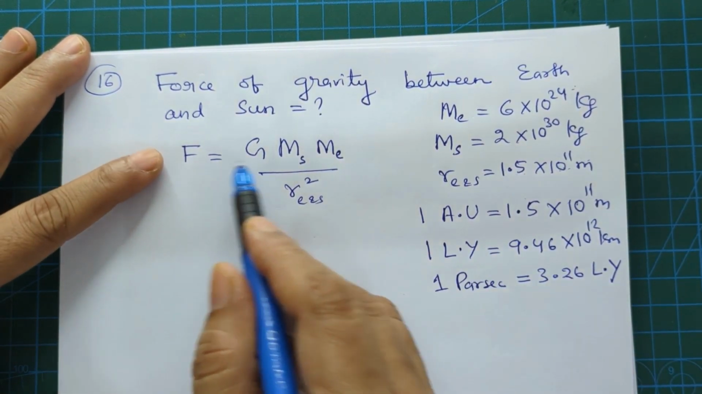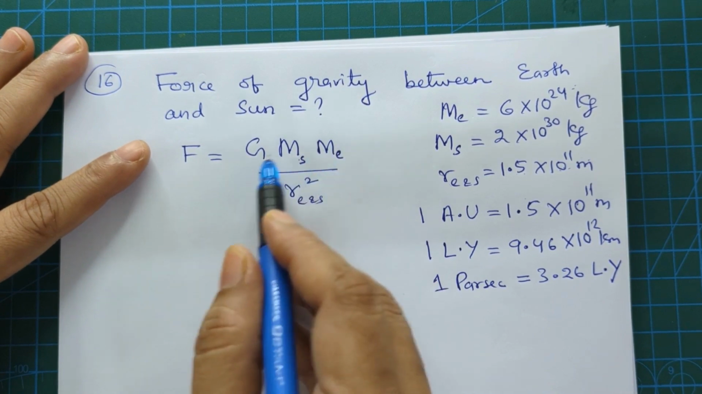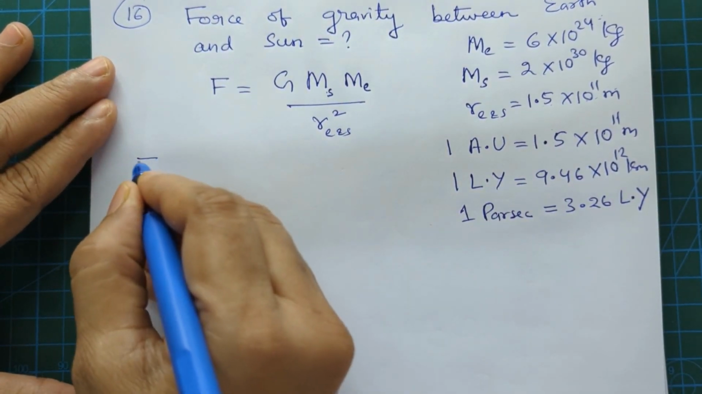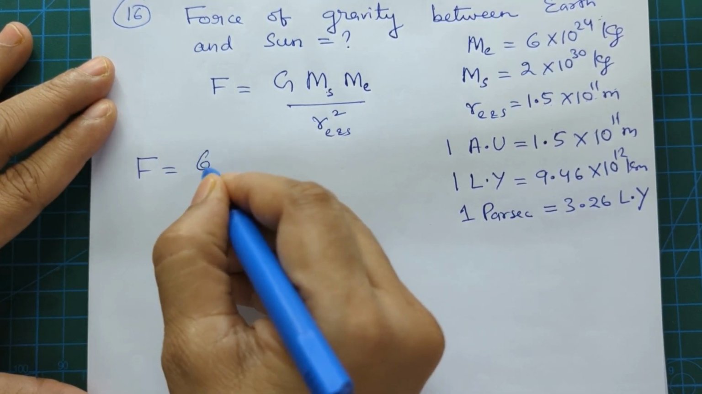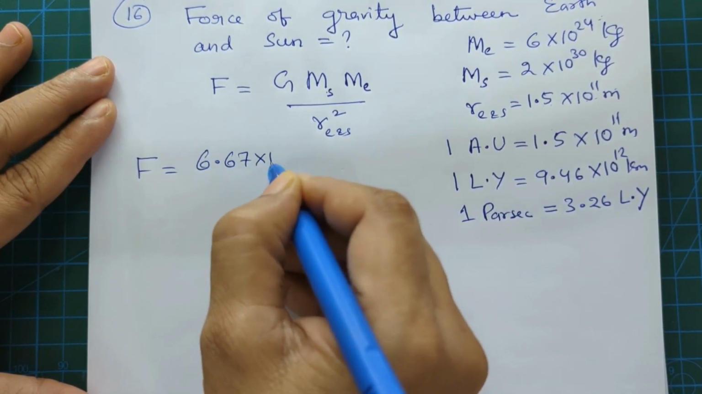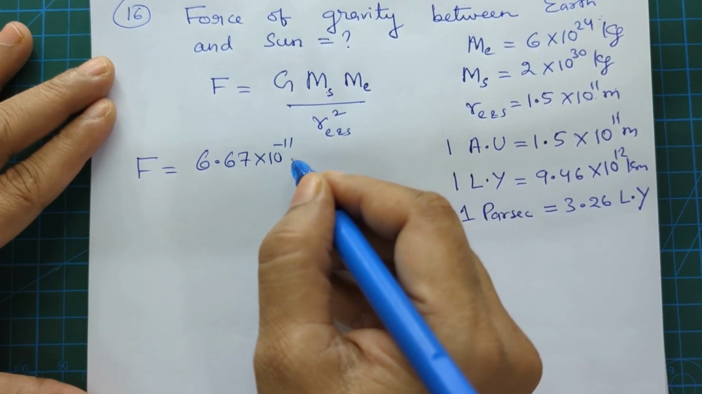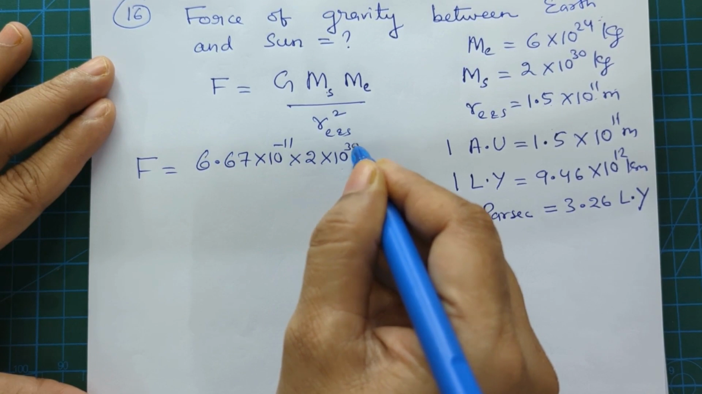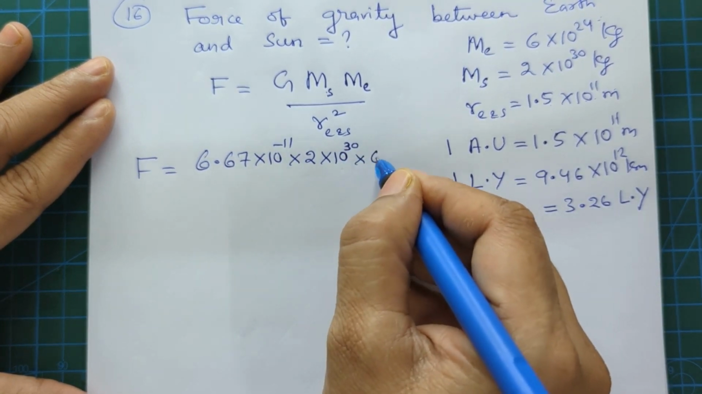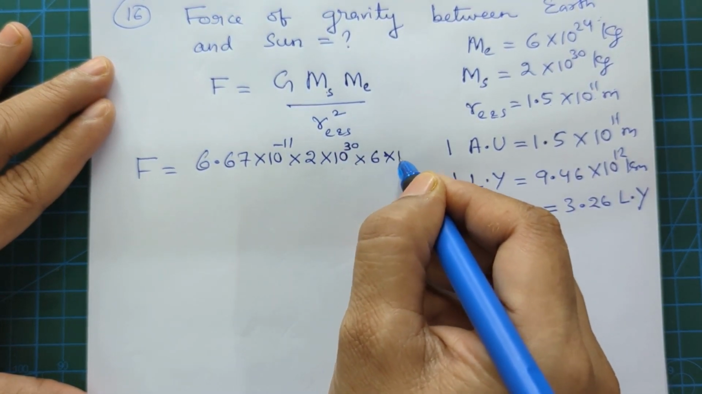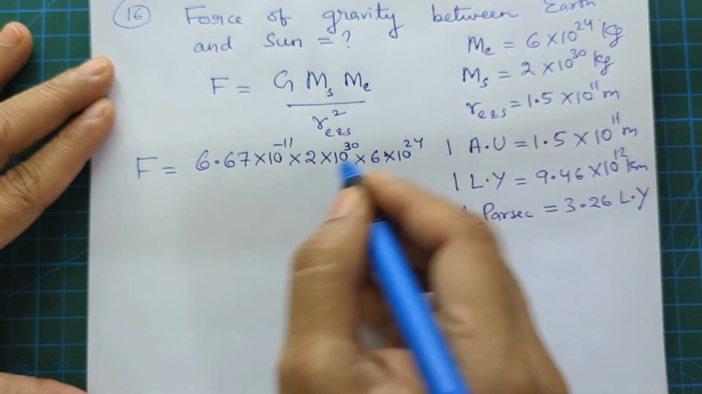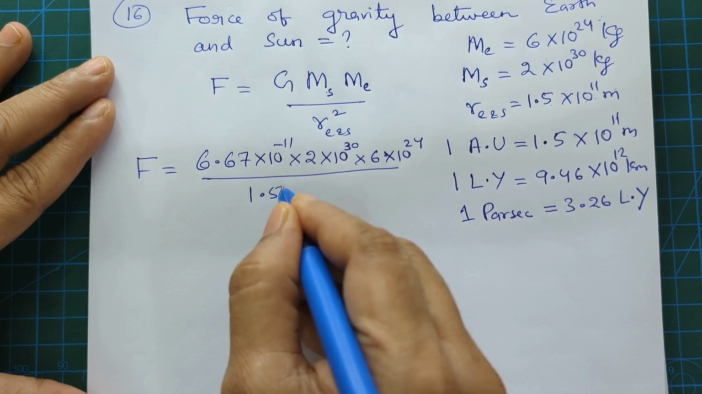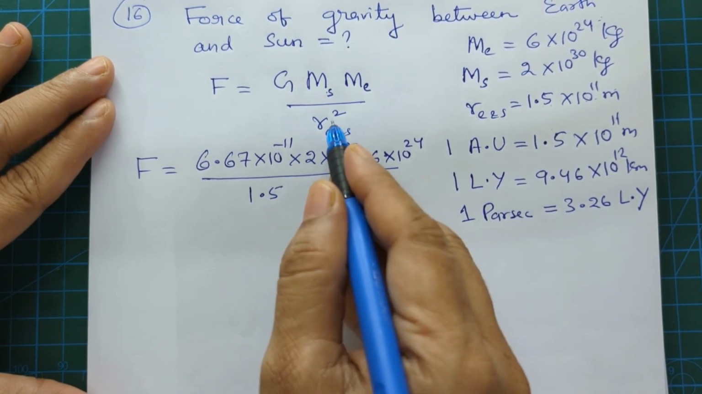So force of gravity between Sun and Earth. So all these values, if you remember, well and good. So force of gravity is G, 6.67 into 10 to the power minus 11 Newton meter square per kilogram square. Mass of Sun 2 into 10 to the power 30. It's a rhyming also, we can remember. Mass of Earth is 6 into 10 to the power 24 kilograms. All of them kilograms, fine. Divided by 1.5 into 10 to the power 11 meter square.